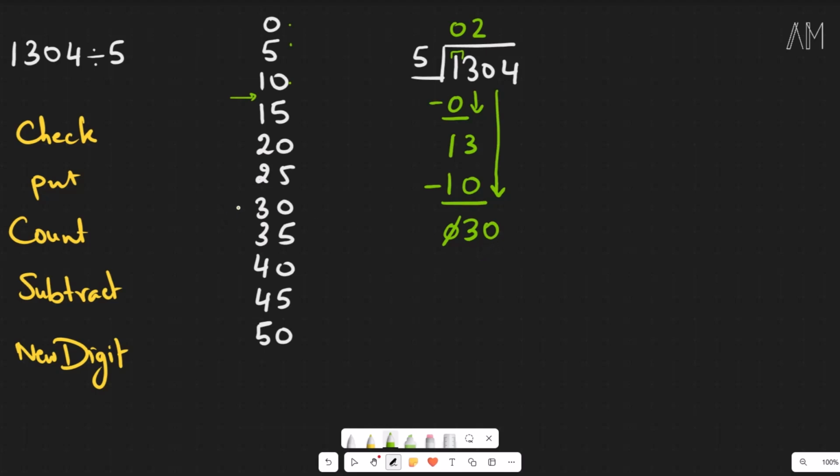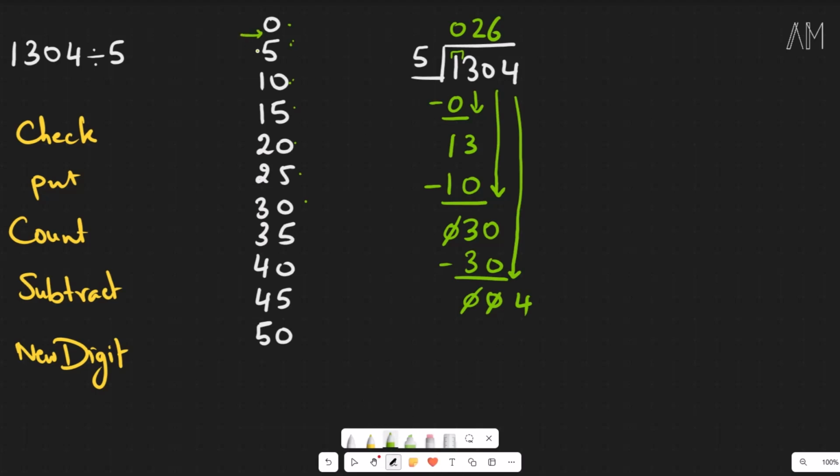I have 30. 30 is actually in the list. So I will put the 30, count till 30, 0, 1, 2, 3, 4, 5, 6. There we go. I put the 6, subtract. The answer will be 0. A new digit will come down. I will have 4. Again, check.